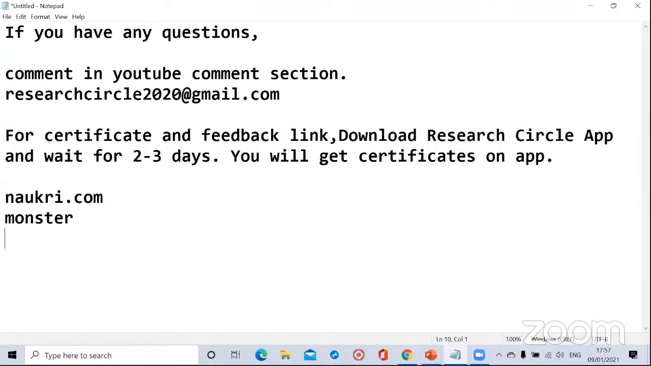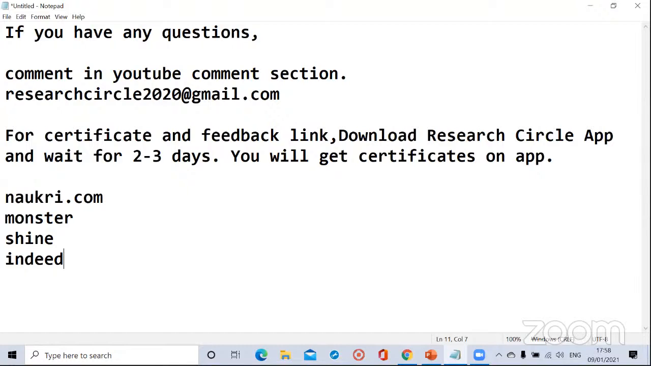Monster, then Shine, and Indeed are there too. Everyone, make your account on these portals. But if any company approaches you and asks for money, saying you are selected in our esteemed company and you must pay this amount to release the offer letter, don't go for that, because those companies are fake. They don't want to get you selected. They have fake email IDs and they just want your money. So please be careful about that.